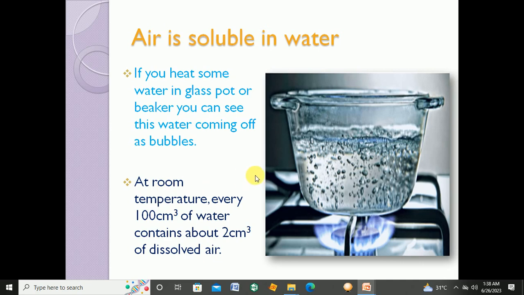Now, how much air is soluble? At room temperature, every 100 cubic centimeters of water contains about 2 cubic centimeters of dissolved air. This is the amount of air that is dissolved in a specific amount of water.